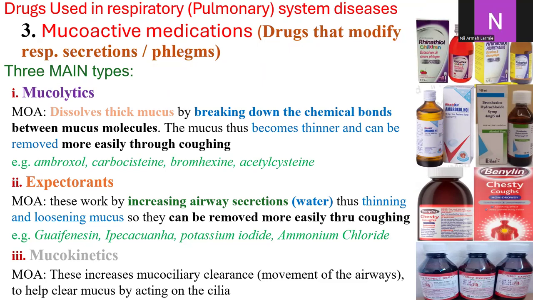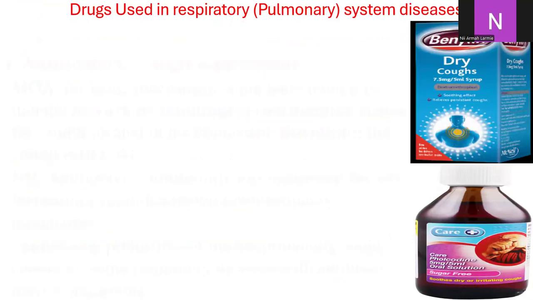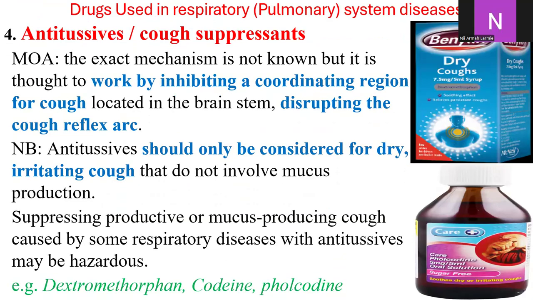The next class of drugs are antitussives, or cough suppressants. Antitussives or cough suppressants are used only for dry cough. They should only be considered for dry, irritative cough, simply because these coughs do not involve sputum or phlegm production.